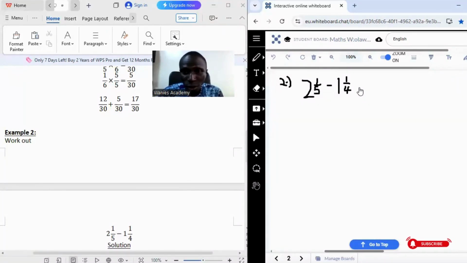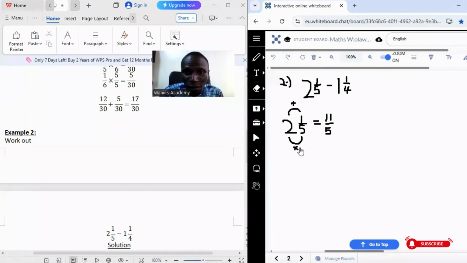So the first thing that we're going to do here is to change 2 whole number 1 over 5 to an improper fraction. So we have 2 whole number 1 over 5. If we want to change this to an improper fraction, we're going to multiply 5 times 2, which is 10, then 10 plus 1, which is 11. So we're going to have this to be 11 over 5.